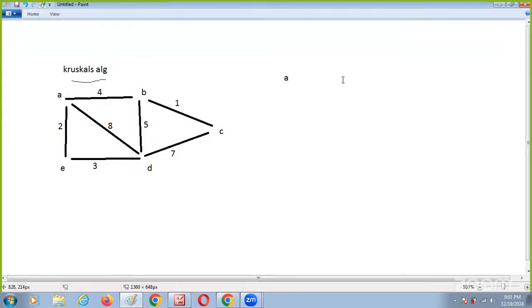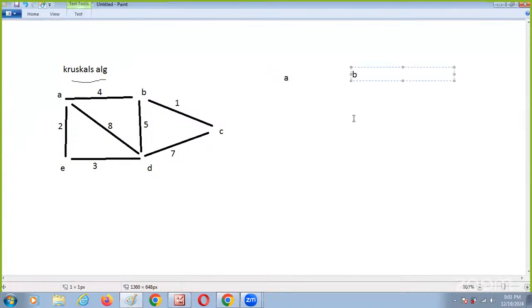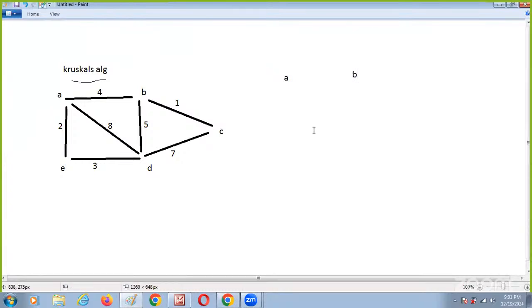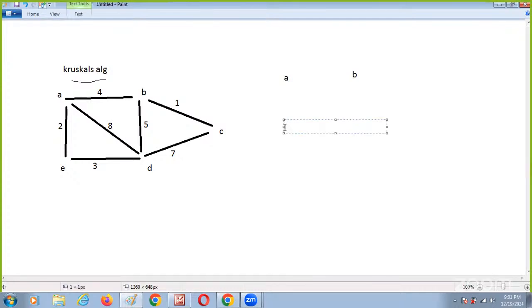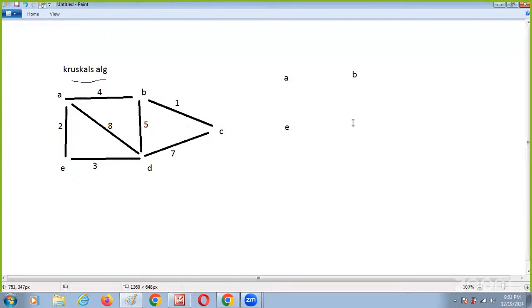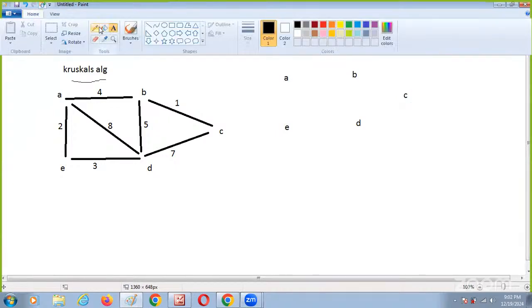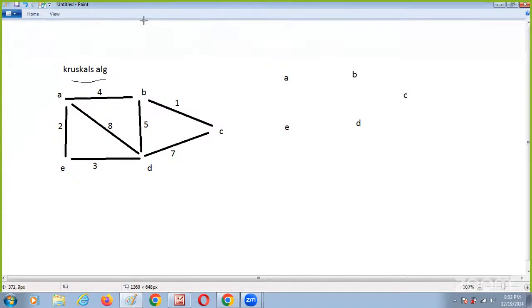A, B, here we have E, and here we have D and C. Let me draw the graph. Now, according to Kruskal's algorithm, wherever the least cost edge is, try to select that least cost edge first. What is the least cost edge?